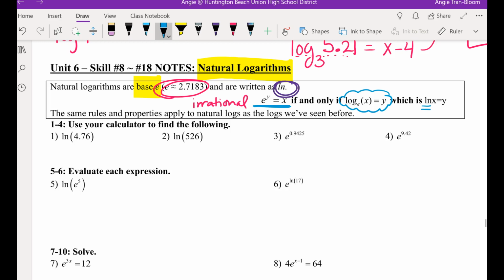And guess what? Because it's still log, all the rules of logs are still exactly the same. The only new thing you're learning today is the value of e.